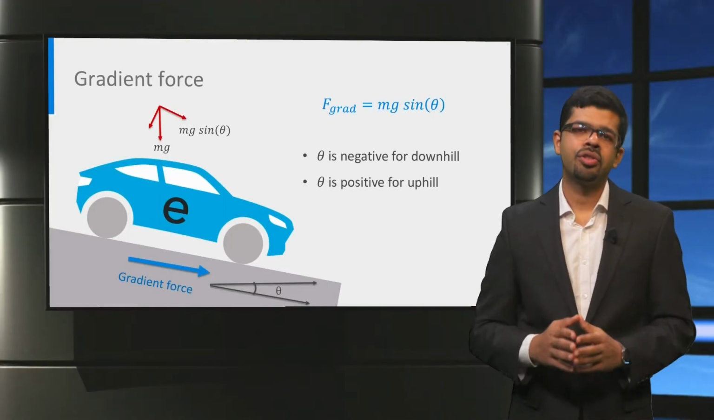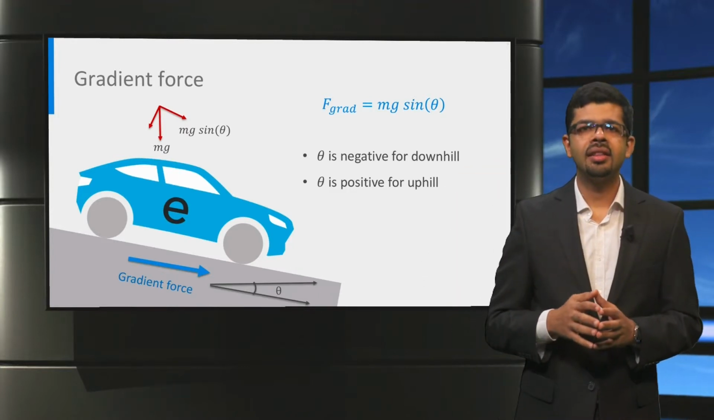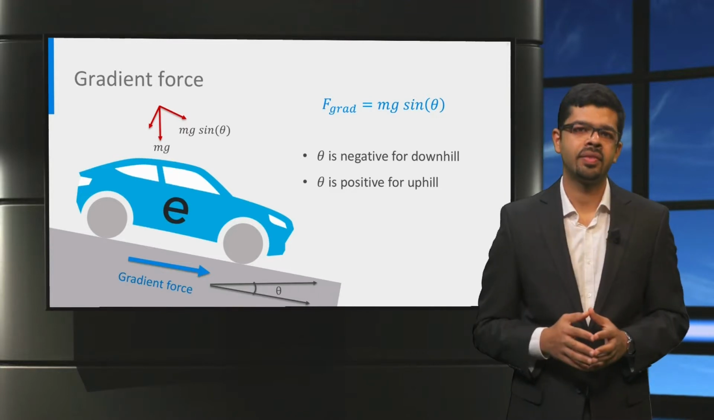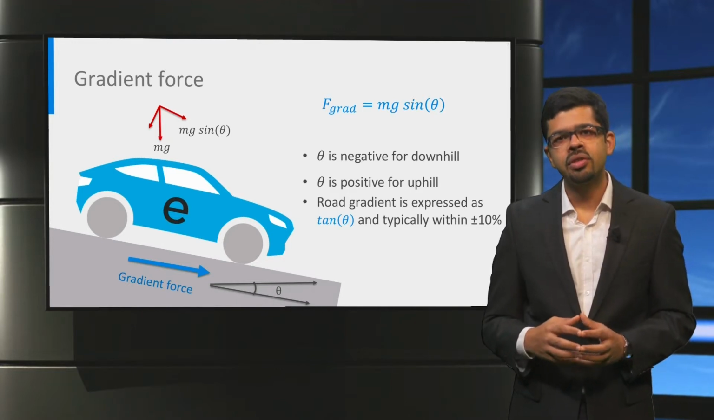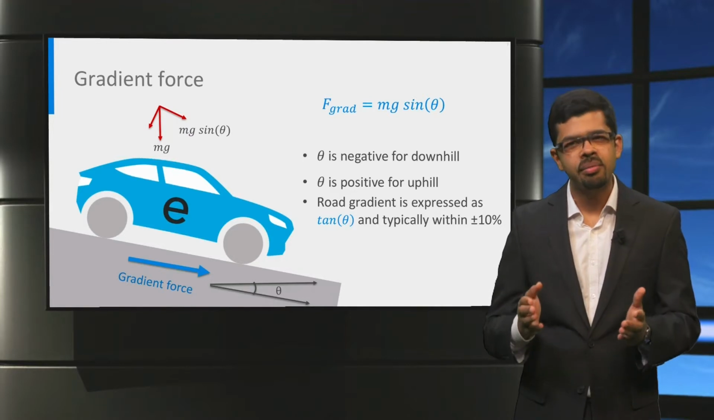The gradient force and the angle theta are negative when driving downhill, and the gradient force and the angle theta are positive when driving uphill. The road gradients are expressed as a percentage in terms of the tangential value of theta and have value typically between plus or minus 10%.